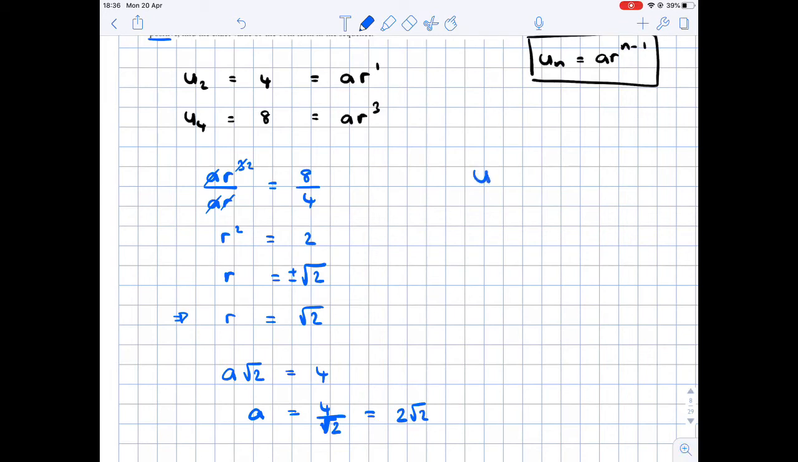At this point we can now try and find our answer. So we're asked for the 11th term. So this is equal to 2 root 2 times the common ratio, which is root 2, to the power of 11 minus 1. So u to the 11 equals 2 root 2 times the square root of 2 to the power of 10. So u to the 11 is equal to 64 root 2.